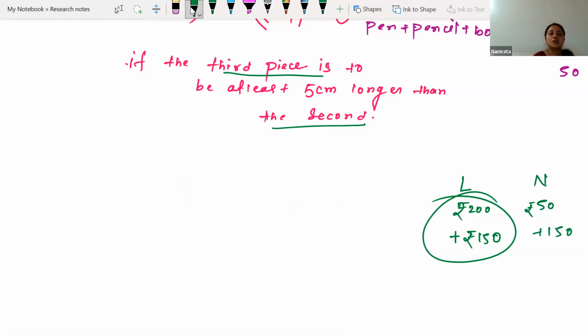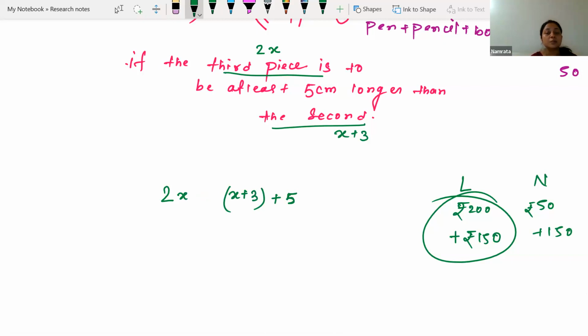which one is the third piece? Third piece is 2x and second piece is x plus 3. The third piece is to be at least 5 centimeter longer than the second. Third is already longer. If you end up adding 5 centimeter over there, you are making it even larger. So please don't do that. Third is already larger than the second by 5 centimeter.